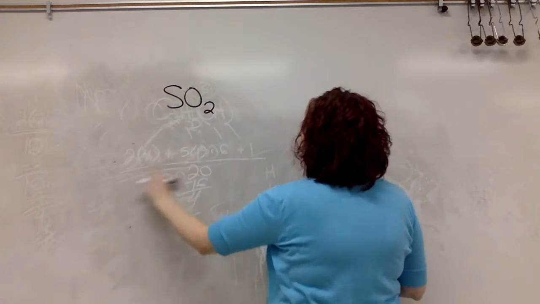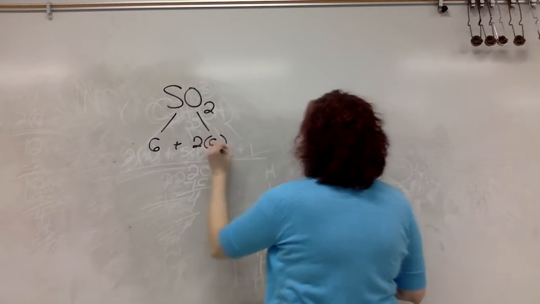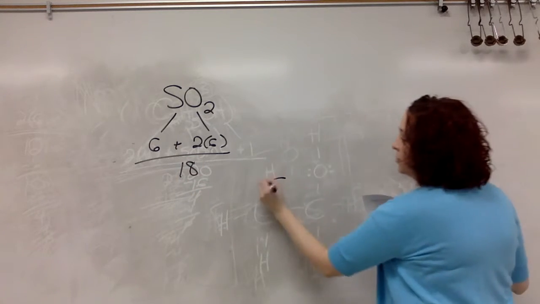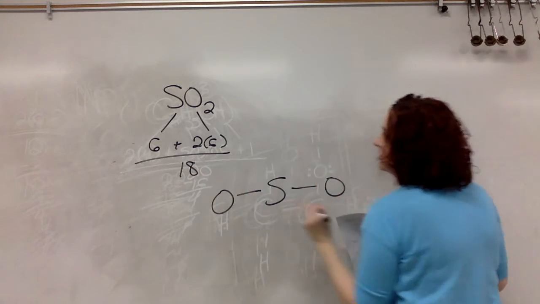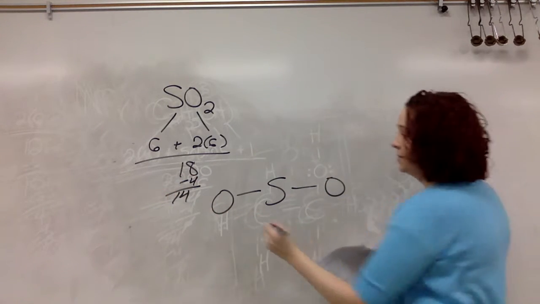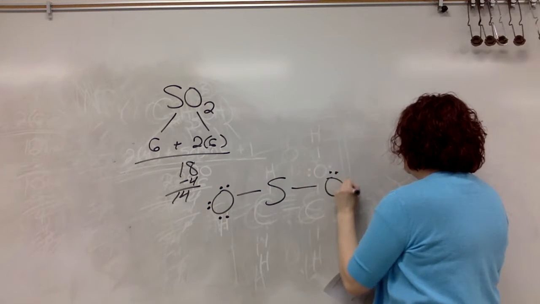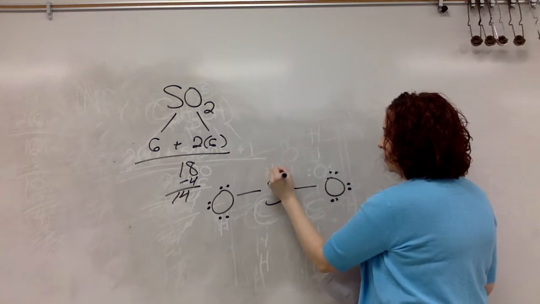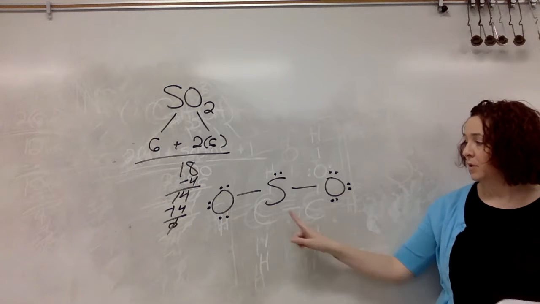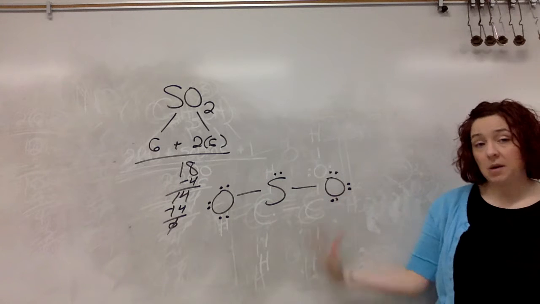SO2. All right, so let's do the math. So 6 plus 2 times 6, 18, I believe. All right, so sulfur is a central atom with 2 oxygens on either side, minus 4. Okay, so we have 14 left. So we're going to make our oxygens happy. So that's 12, 13, 14. Okay, we have no more dots. Sulfur is not happy yet. He has 6. That means we need to double bond somewhere.